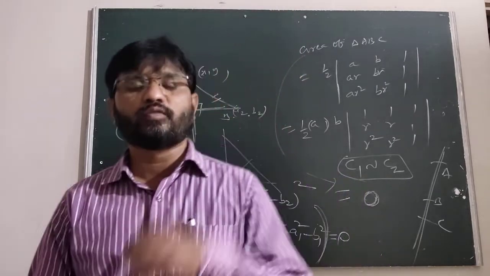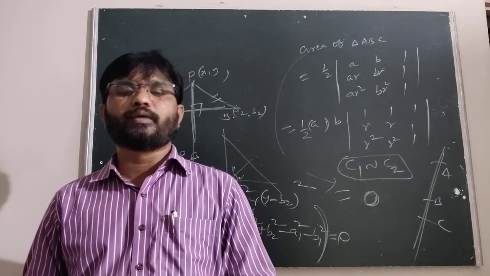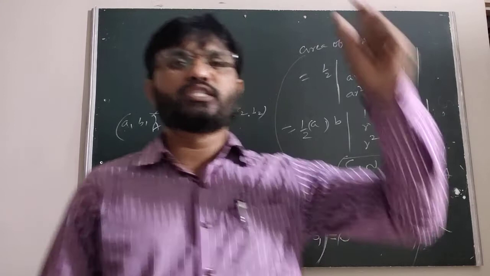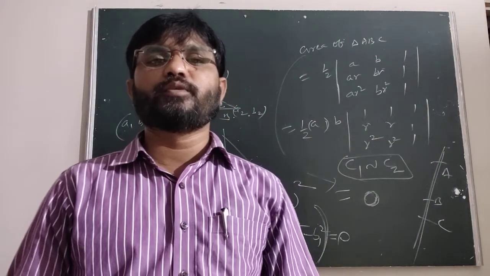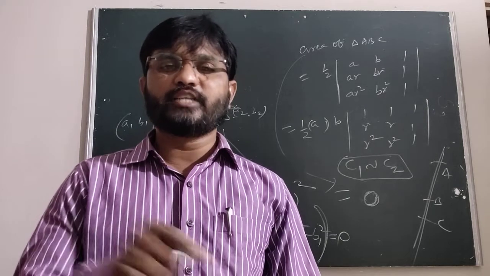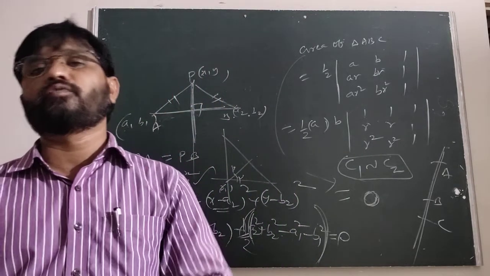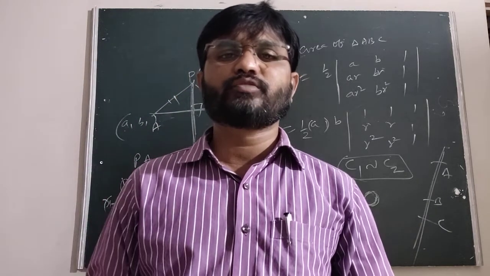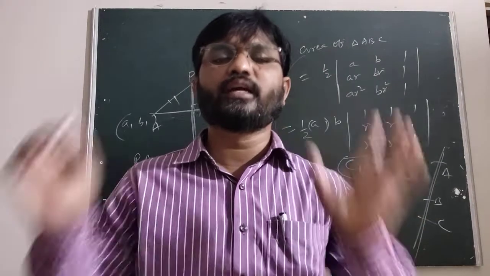One more concept is the image and the foot of the perpendicular theorem. We know that (h, k) is the image of (x1, y1) with respect to the line ax + by + c = 0, where (h - x1)/a = (k - y1)/b = -2(ax1 + by1 + c)/(a square + b square). For the foot, the difference is that the factor is only minus 1 instead of minus 2.